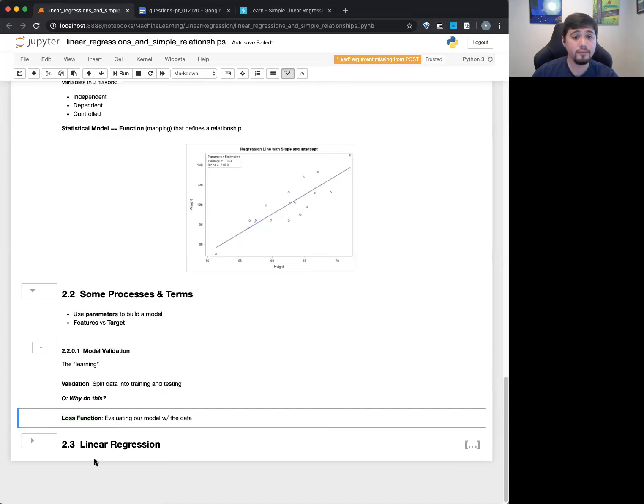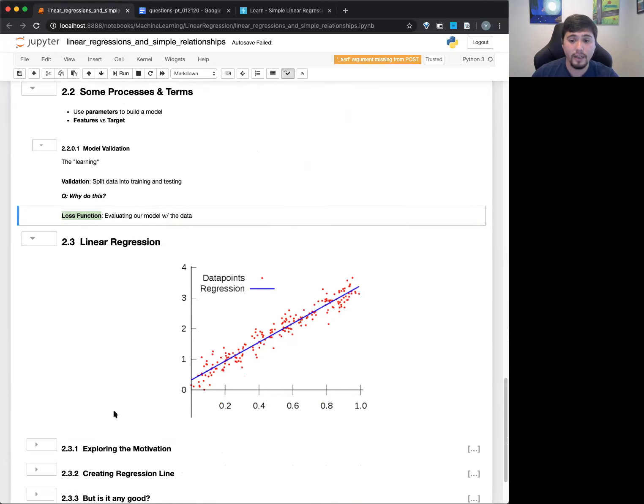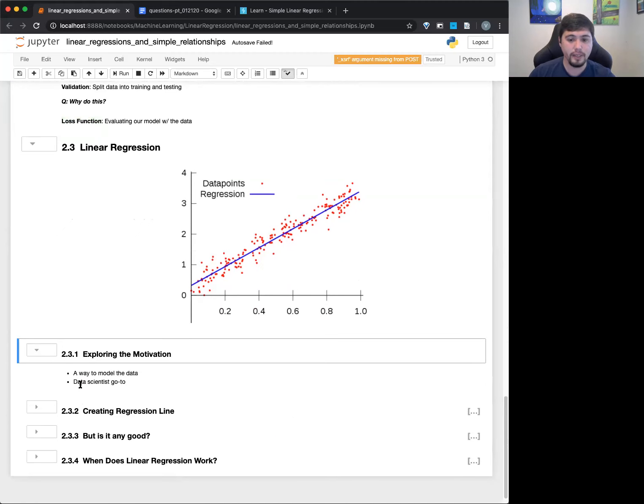Okay, cool. All right, and note that for linear regression, the loss function is going to be the MSE, the mean squared error. All right, so here we have our linear regression. Basically, it's a line fit straight to some data points. Cool, right? So I'm going to go through this. We have 15 minutes, so we can go pretty quickly.